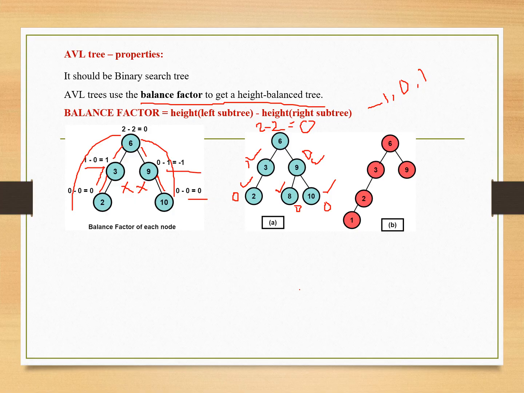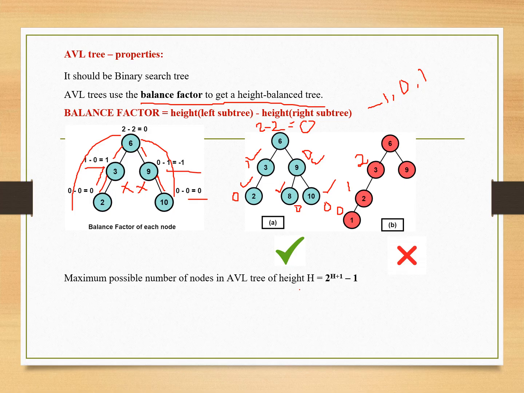Coming to figure B. Is it balanced? No. Why? Balancing factor of 1 is 0. Balancing factor of 2 is 1. Balancing factor of 3 is 2 minus 0, which is 2. So this is not a valid balancing factor. It doesn't hold. Therefore, this B is not an AVL tree.